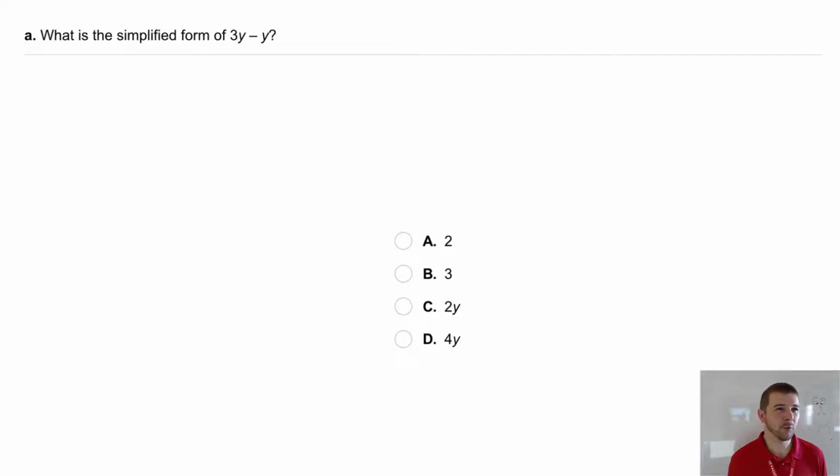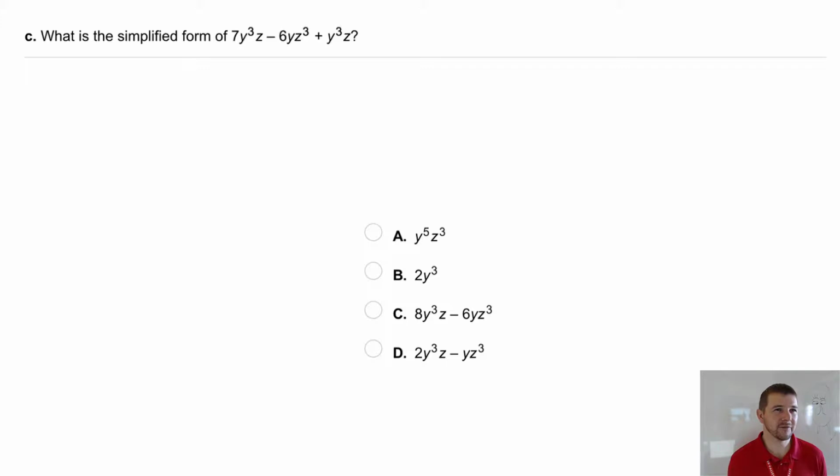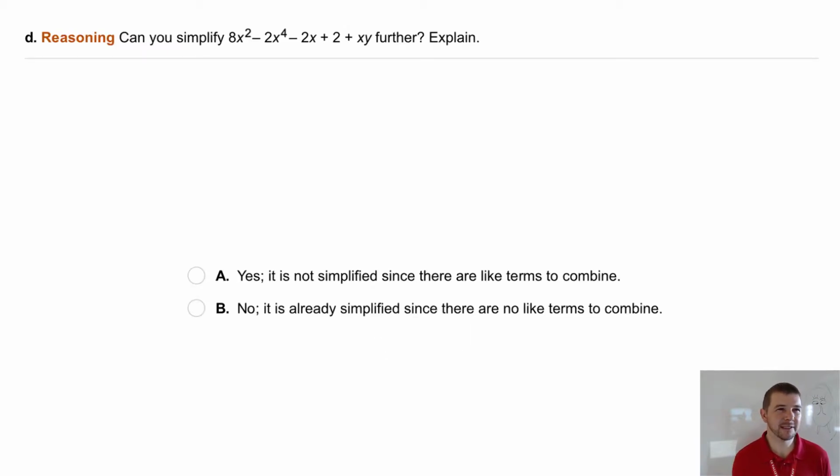Your turn, part A. What is the simplified form of 3y minus y? Part B. How about the simplified form of negative 7mn to the fourth minus 5mn to the fourth? Part C. What is the simplified form of 7y cubed z minus 6yz cubed plus y cubed z? And part D, a reasoning item. Can you simplify 8x squared minus 2x to the fourth minus 2x plus 2 plus xy further? Explain.